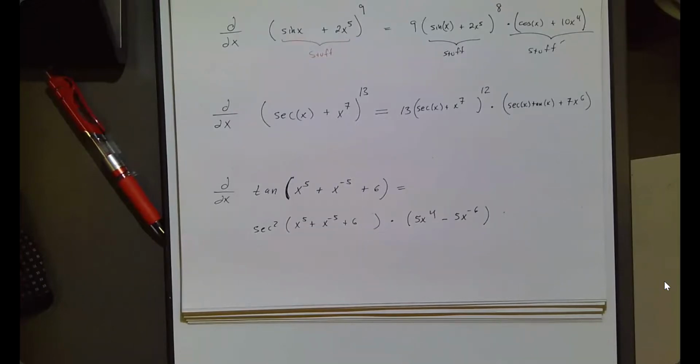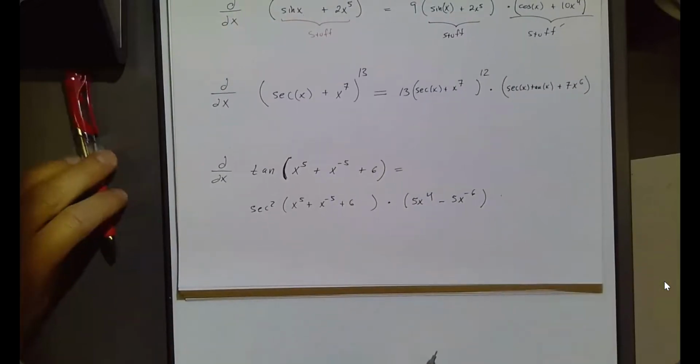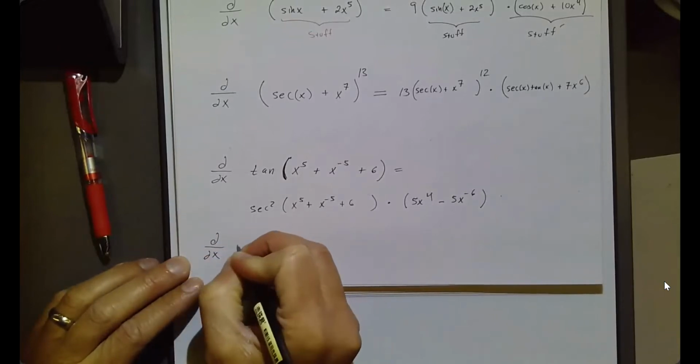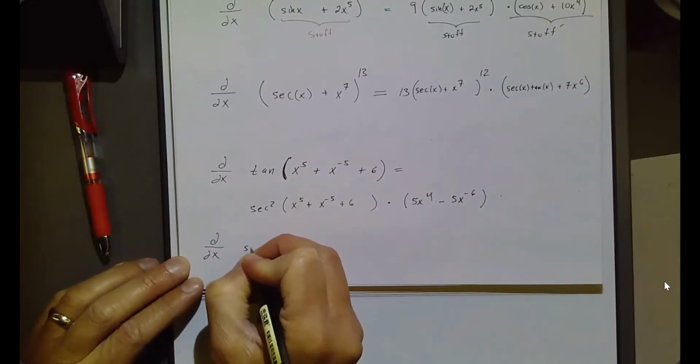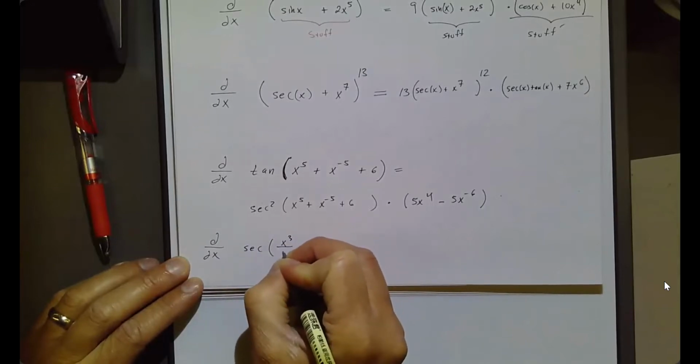Oh, no, okay. All right, one more I want to throw at you just because it's something that comes up occasionally that people get a little tripped up about. I want to find the derivative of secant of x cubed over 5.